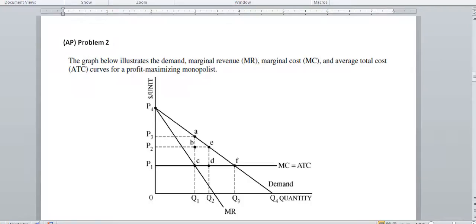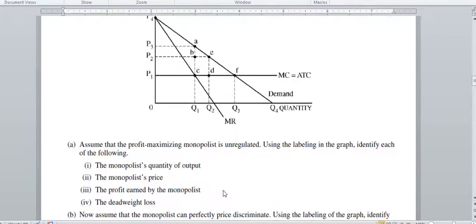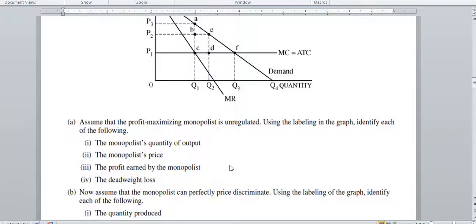Hi guys, I'm going to give you some help with problem 2, which is another monopoly graph, only we don't have numbers, we just have letters and symbols. So this graph is showing you a profit maximizing monopolist, and we want to assume that the monopolist is unregulated, so it gets to charge what it wants, produce what it wants. Using the labeling in the graph, identify each of the following: the monopolist quantity output, the monopolist price, and the profit earned by the monopolist, and deadweight loss.